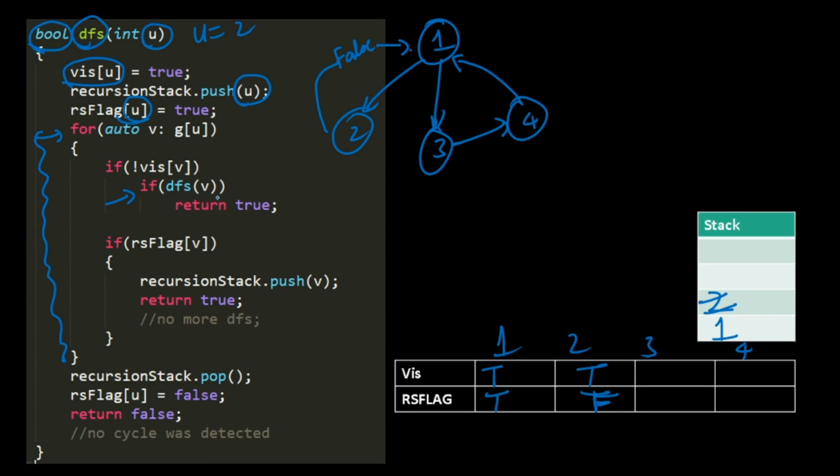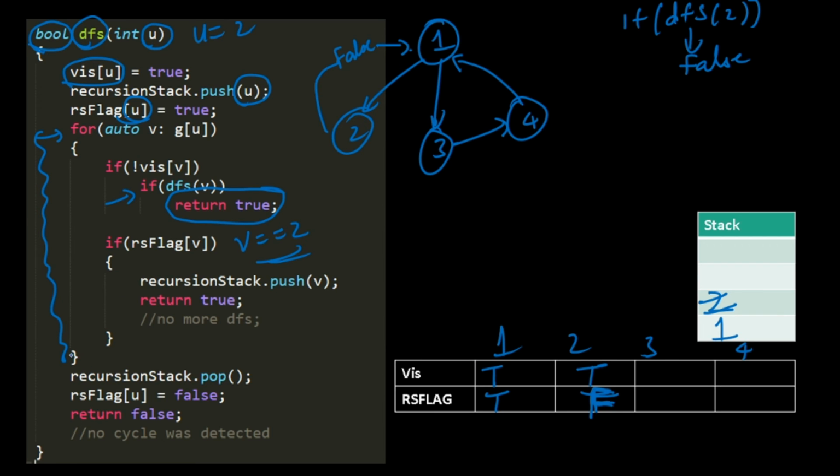So what is DFS of 2? It is false. We just returned false. So this particular code, return true, won't run. The next question: if RS flag of V, what is V here? V here is equal to 2. 2 is marked as false already, so this will never happen. This line of code is never invoked.